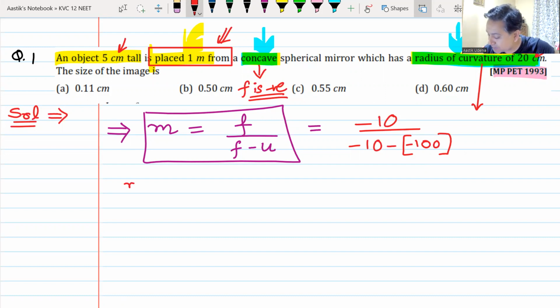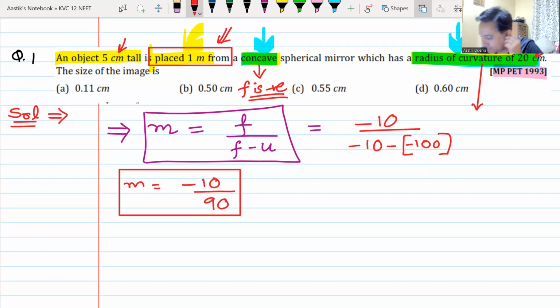So your magnification will come as minus 10 divided by how much? Minus 10 divided by 90. Yes or no? This is the value that I will get. Do we agree on this? Yes, sir. And that should be equal to what, my children? It will be equal to height of the image divided by height of the object. Yes or no? Yes, sir.